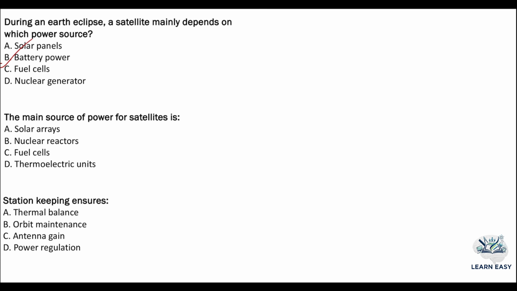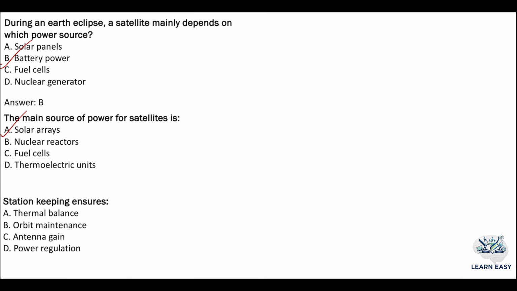Now, next question. The main source of power for satellites is option A, solar arrays. Option B, nuclear reactors. Option C, fuel cells. Option D, thermoelectric units. In the previous session, we discussed that during the time of Earth eclipse, the satellite will be relying on battery power. But the main source of power for the satellite is the solar arrays. So the answer is option A.